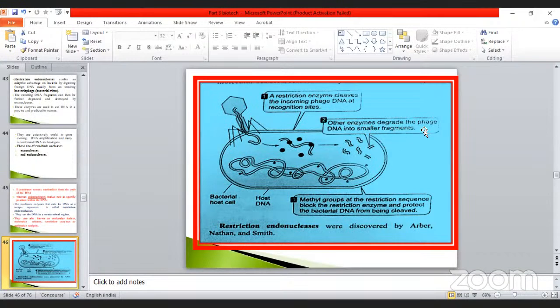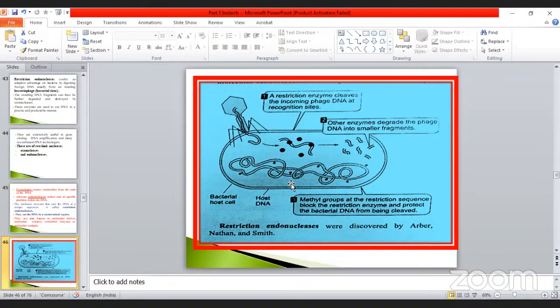Other enzymes degrade the phage DNA into smaller fragments. Again, other enzymes also act upon it. As a result, what happens? The small fragments are split into small fragments in nature. After that, methyl groups at the restriction sequences block the restriction enzyme and protect the bacterial DNA from being cleaved. This is the host DNA in the bacterial host cells.